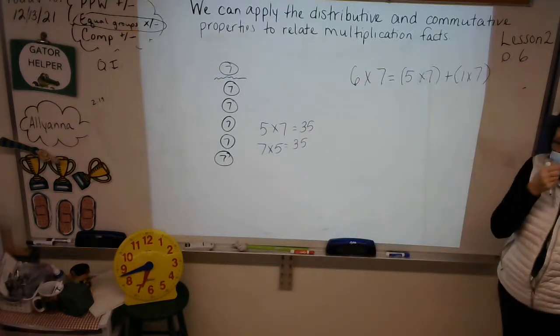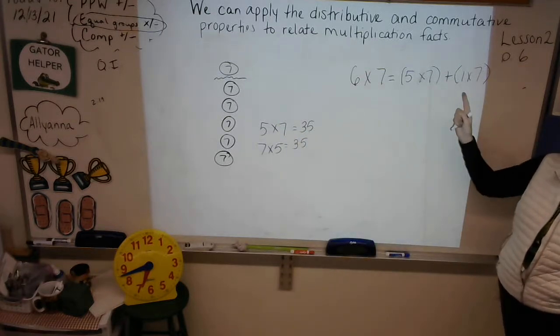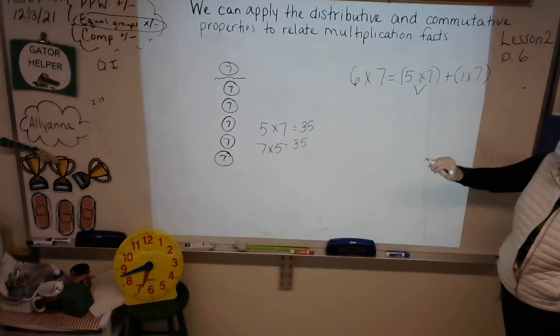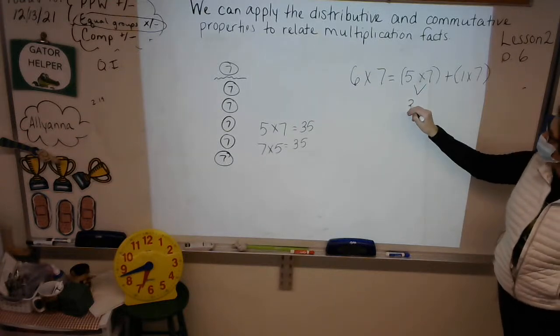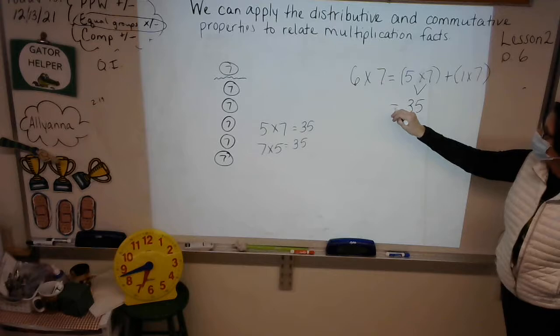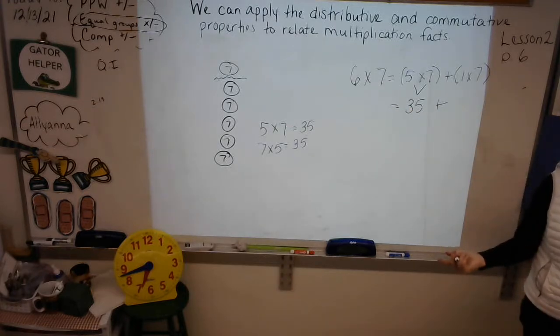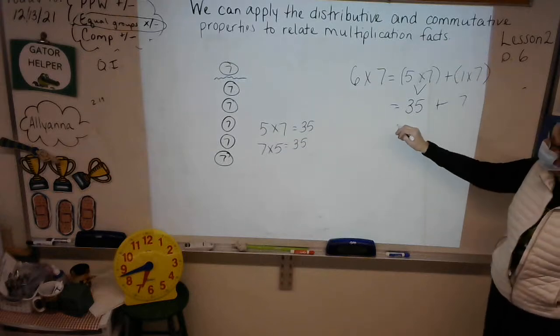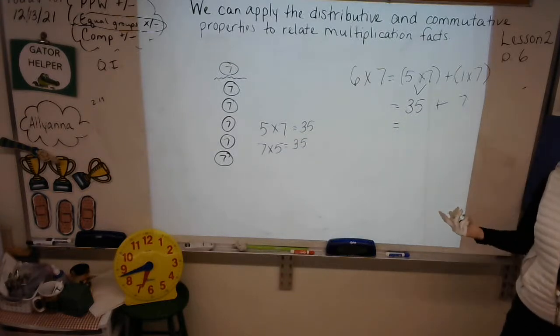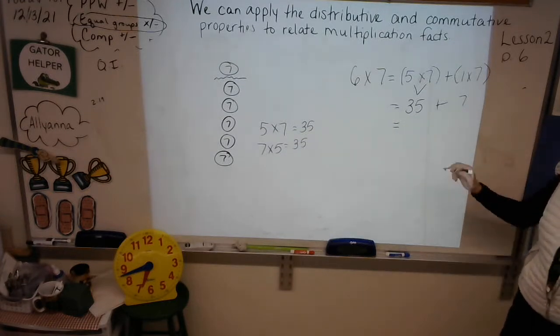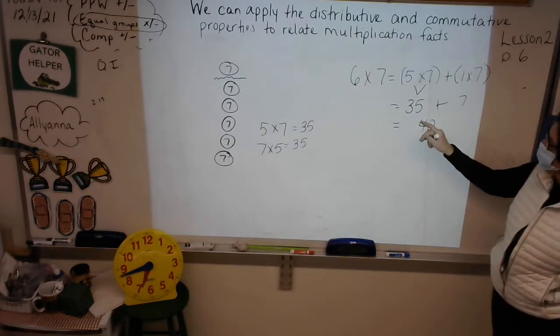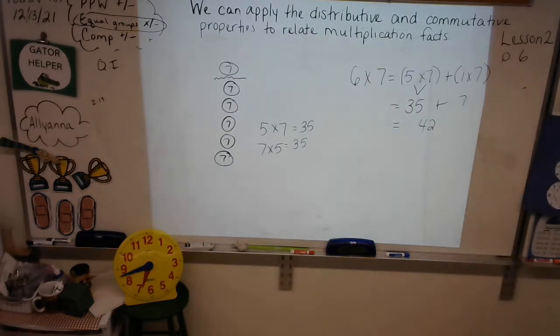And now let's see how knowing 5 times 7 can help us. Well, what is 5 times 7, class? It is 35. We already did that work. And to that, we're going to add 1 times 7. That's easy peasy. That is 7. And what do you get when you add 35 and 7 together? You get 42. Guess what 6 times 7 is? It's 42. We know that from our awesome poster.